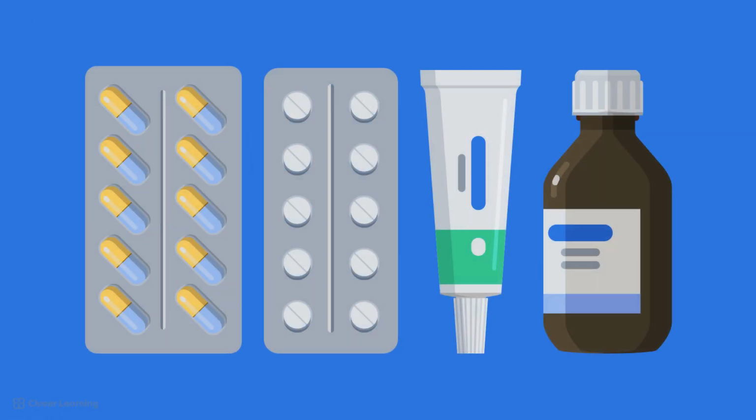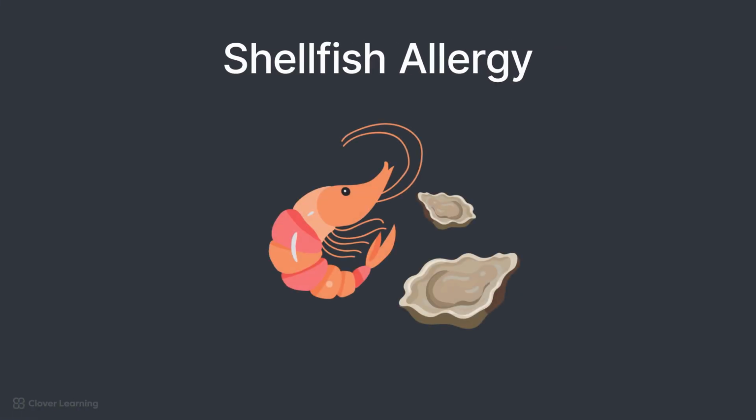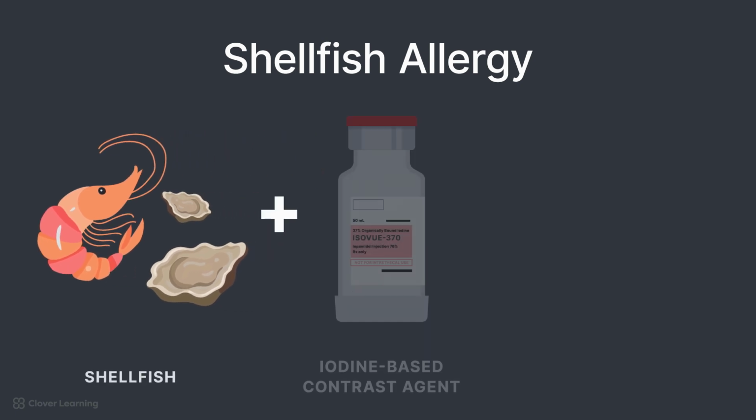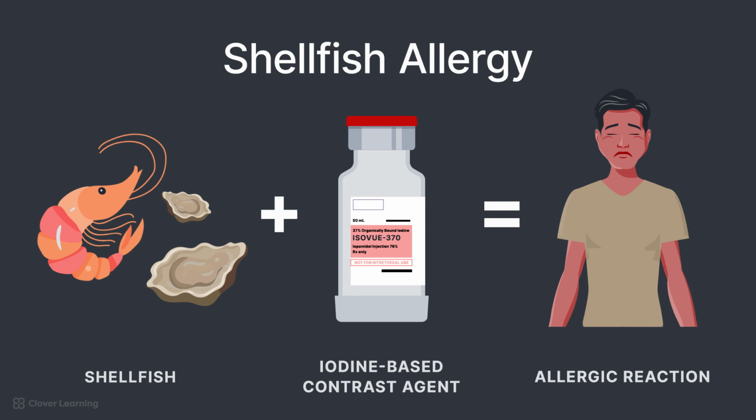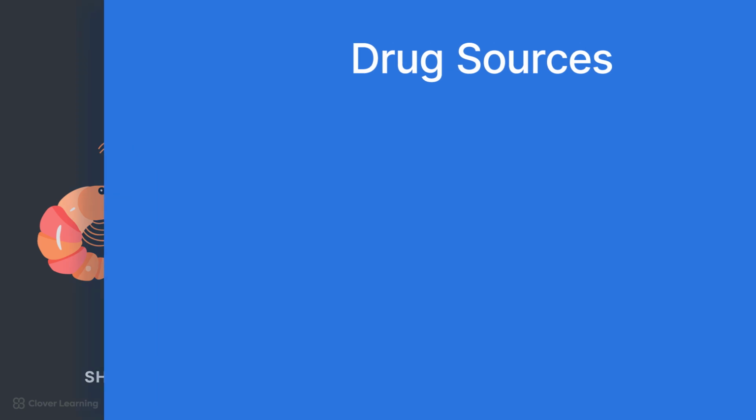Now, let's discuss where drugs are sourced and how they are used. Knowledge of drug sources is essential, for example, in allergy management. If a patient has a shellfish allergy, certain iodine-based contrast agents may trigger an allergic reaction. The drug's use, whether diagnostic, curative, or otherwise, also dictates its choice and administration.